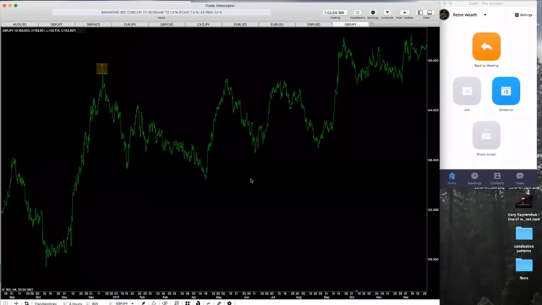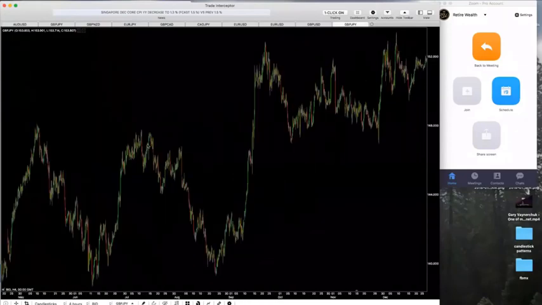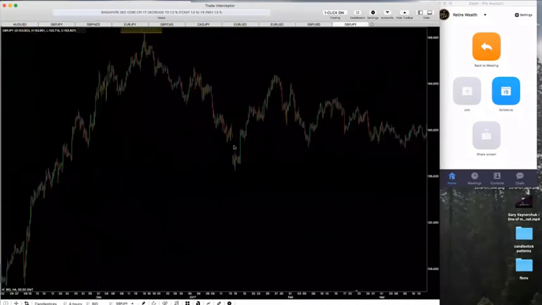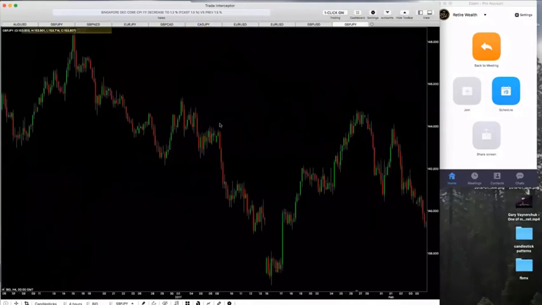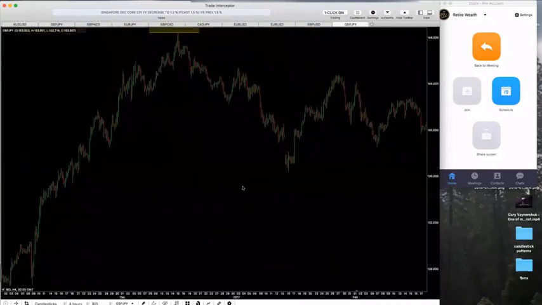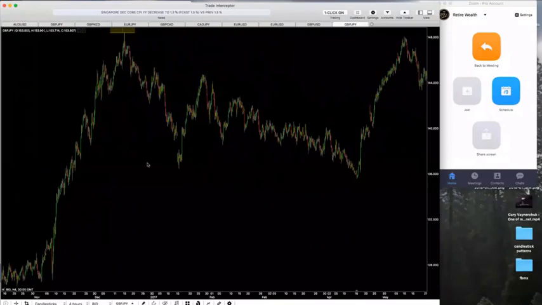Okay, so what we're going to be covering today is head and shoulder patterns in the market. Head and shoulder patterns are extremely significant in the market, and they're easy to spot. So I'm going to get right into head and shoulders patterns right now.